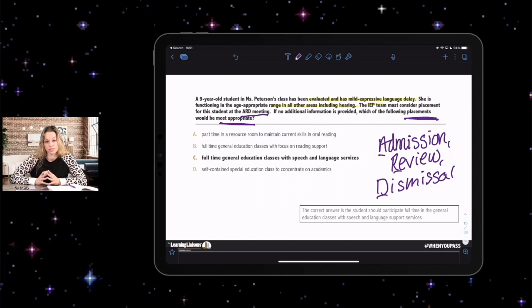We want our students to be in a gen ed setting as much as possible to not only have those models, but to also make sure that the expectations are high and that it's appropriate to keep the student moving forward. Keeping in mind that a placement isn't forever, but making sure that wherever that student is, they're being supported in the best way they can. So the correct answer is that the student should participate full time in the gen ed classes with speech and language support services. Because there's just a mild expressive delay, a speech therapist can help to fill in some of those gaps and really support it and also link what's happening in the gen ed setting.